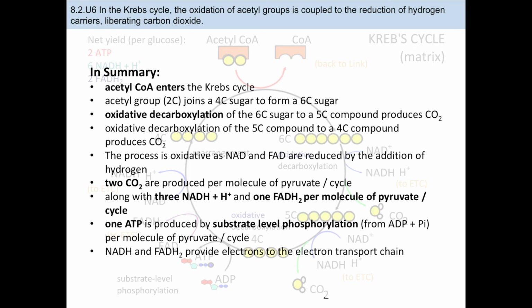So the 2-carbon acetyl plus an existing 4-carbon will form a 6-carbon molecule, which will undergo oxidative decarboxylation to produce what? A 5-carbon compound, CO2, and also NADH plus H plus. And then, along with the 3 NADH plus H plus and 1 FADH2 per molecule of pyruvate, these are the products per molecule of pyruvate. You also produce ATP, and this NADH and FADH2 will proceed to the next step, which is the electron transport chain.